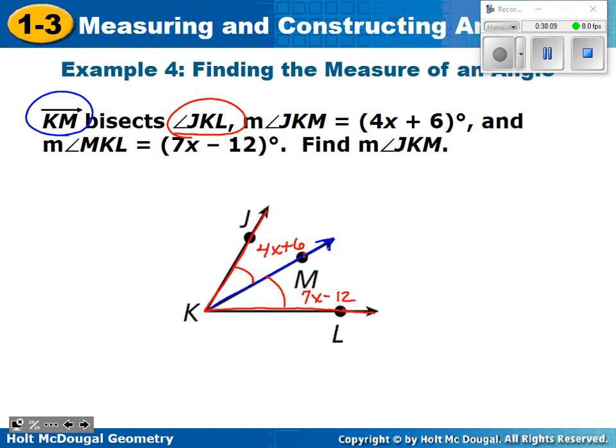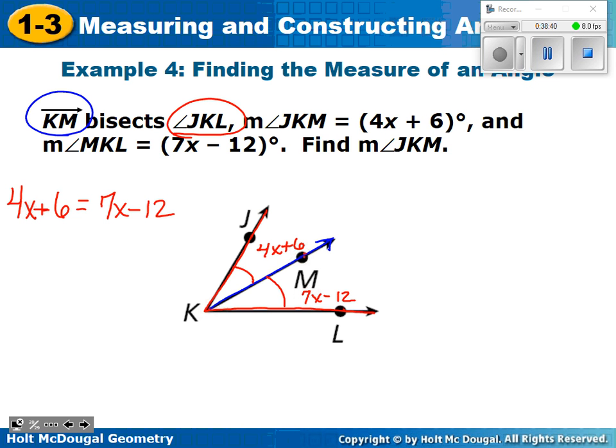But just like we did with segments last class period, if we had a midpoint, that meant the 2 segments were the same, so we set them equal to each other. If we have an angle bisector, that means the 2 angles are the same, so we can set them equal to each other. So what would my equation be that I could write down? Very good, Carlos. 4x plus 6 is equal to 7x minus 12.